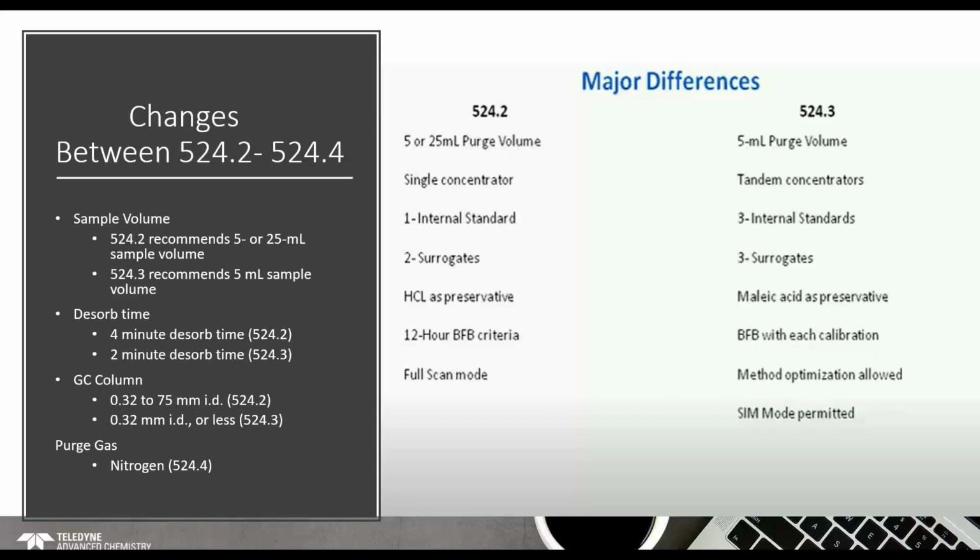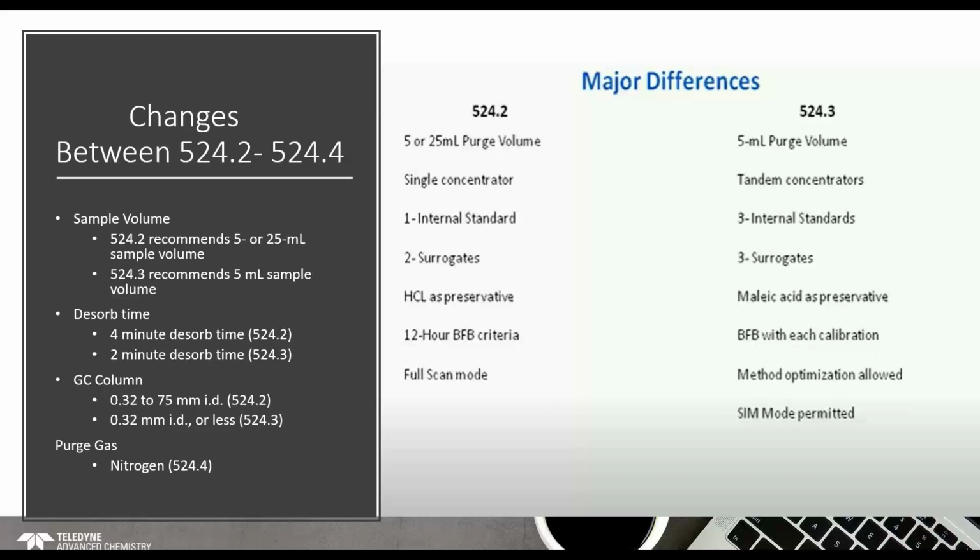Here's a quick overview of the changes between 524.2 and 524.4, along with some of the major differences. At first glance, there's a few big differences you'll notice between Method 524.2 and 524.3. First being the sample volume. 524.2 recommends 25 milliliters, and you can use 5 mL depending on the sensitivity, but 524.3 requires strictly 5 mL samples. The desorb time is optimized and recommended at 2 minutes, whereas before in 524.2, the 4-minute desorb time cannot be changed. The GC column recommends inner diameter requirements as well, which you can see here in comparison.